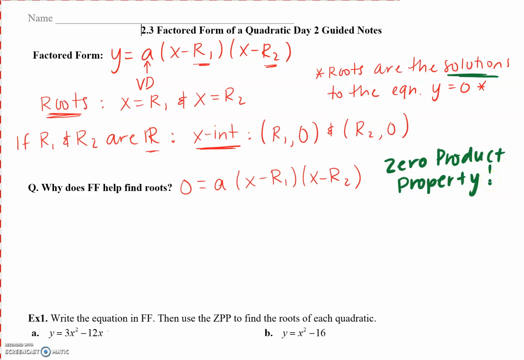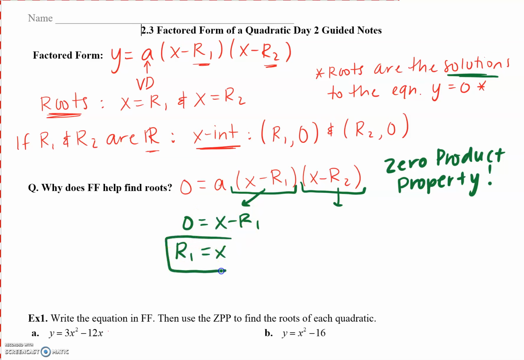The zero product property tells me if I have a product, meaning I'm multiplying two factors together, and together their product is 0, one of them has to be 0. So maybe the first one is what I set equal to 0. I add r1 to both sides and I get x equals r1, so there's one of my solutions. But it's also possible that the second one was what equaled 0. I add r2 to the other side and I get x equals r2. So those are my two roots, my solutions to this equation. So the zero product property, along with factoring, will help us identify roots.